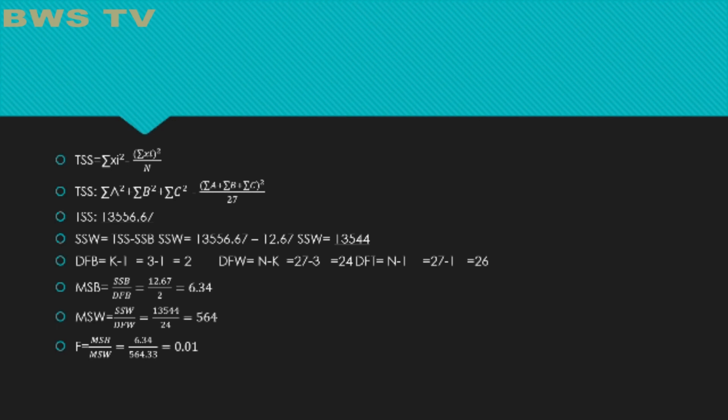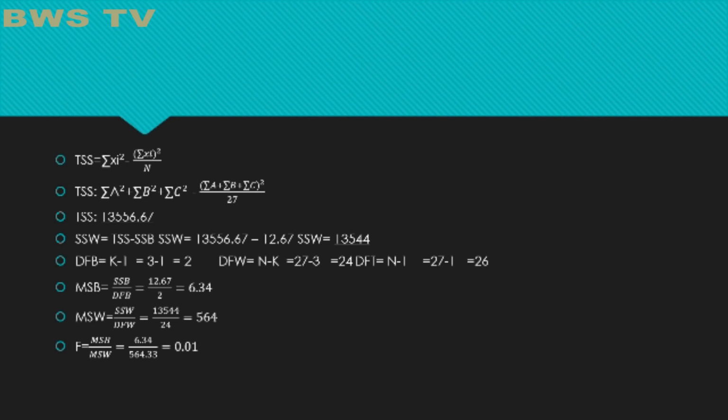DFB is equal to K minus 1. Substitute K as 3 and subtract 1, equals 2. DFW equals N minus K. Substitute N as 27 and K as 3. Subtract it and the answer will be 24. DFT is equal to N minus 1. N will be 27 and subtract 1, equals 26.